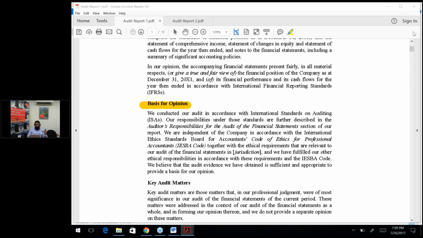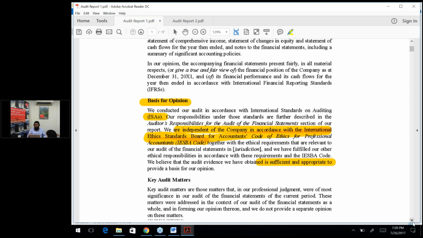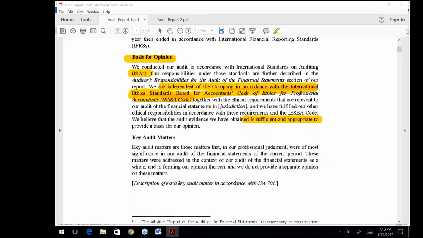In the basis for opinion paragraph, the auditor generally states that we have conducted our audit in accordance with ISA, and also that we are independent in accordance with the international ethical standards for accountants, and then also that the audit evidence we have obtained is sufficient and appropriate for us to form an opinion. So these are the main important things that the auditor talks about in the basis for opinion paragraph. You could have a quick reading of it also.